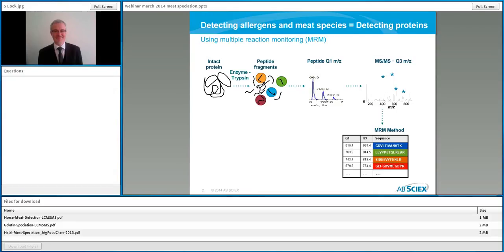These peptides have to be chosen very carefully. You have to make sure that they're species specific, so you don't get any false positives. You have to make sure you choose the most sensitive peptides, so as to hopefully prevent false negatives. And also you have to try and choose peptide fragments which are not modified by processing. I know Jens will go into this in more detail in his presentation. So this workflow is very similar to what you used to do or still do in academia and in proteomics research. This is the traditional workflow that we have employed to detect species, be it meat or allergens.